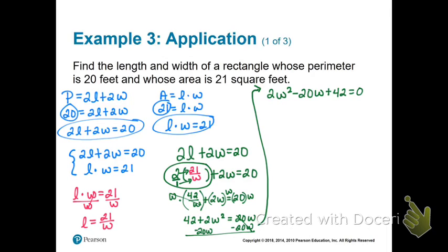Now how can I factor that? Yeah, a common factor of 2. Everything there is divisible by 2, isn't it? So since we have the equal sign, instead of writing 2 times, we can actually just divide everything here by 2. As long as you do it to all, it's okay. So W squared minus 10W plus 21 equals 0.